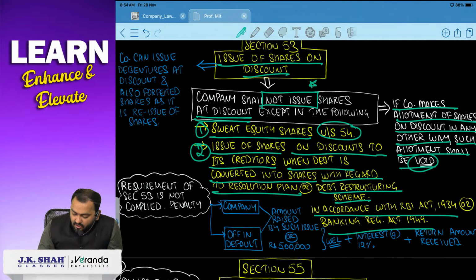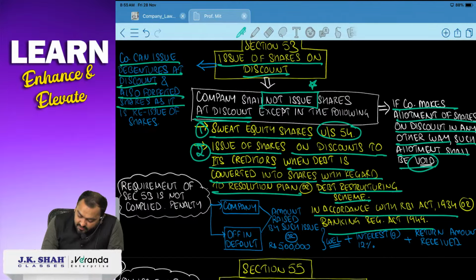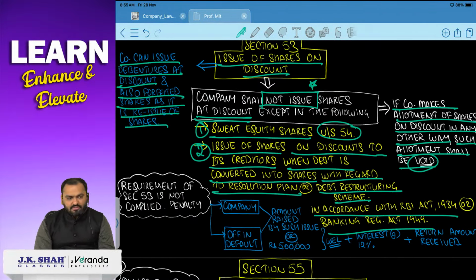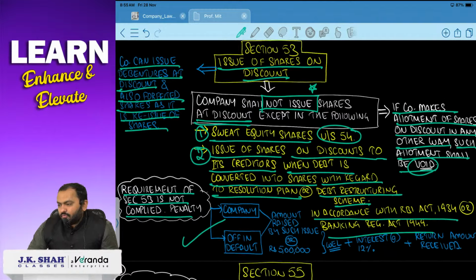And next is the company. Generally we told the company cannot issue shares at discount, right? But the company can issue debentures at discount. The company can issue what? Debentures at discount, and also forfeited shares which are reissued. So this can be done at discount. But otherwise the company cannot allot shares at discount. Is this clear to everybody? Yes, next. If the requirement of this section is not complied with, then there is a penalty. So here is the penalty you can see. Okay, then this section is over.